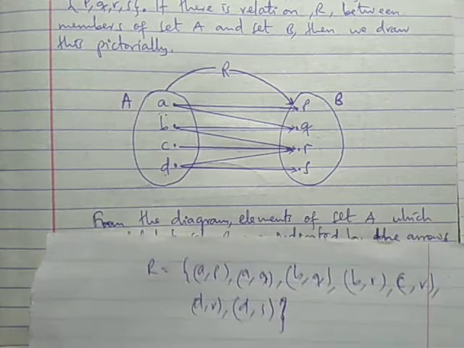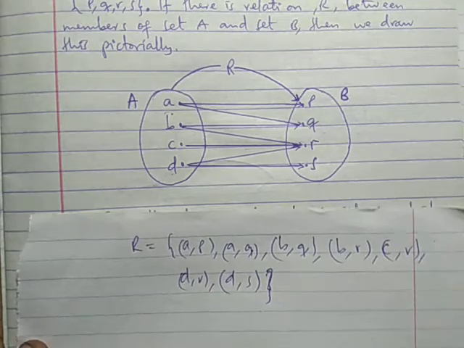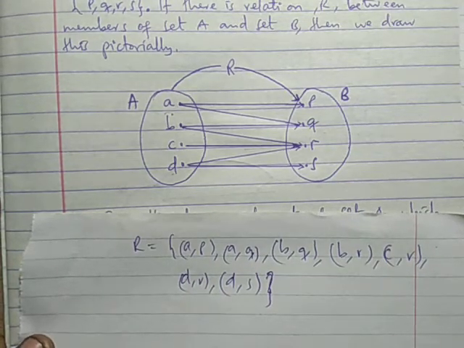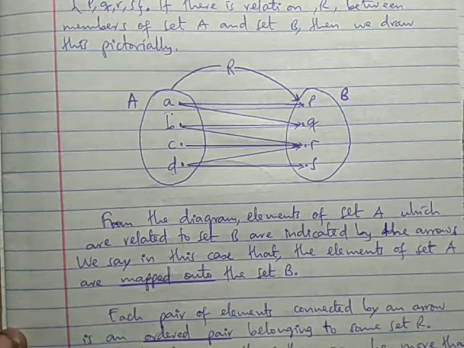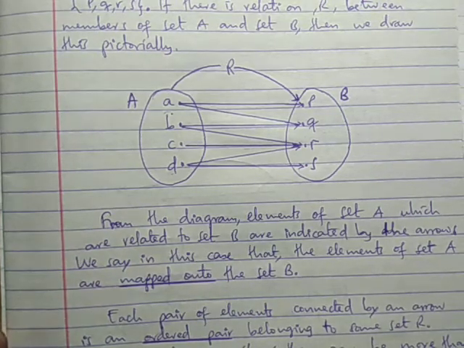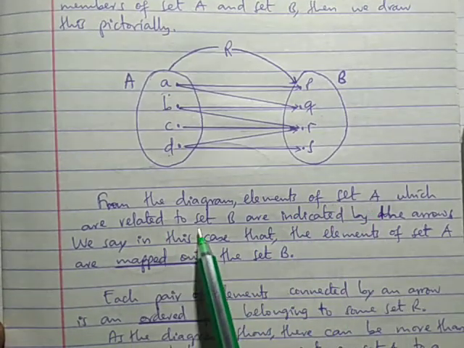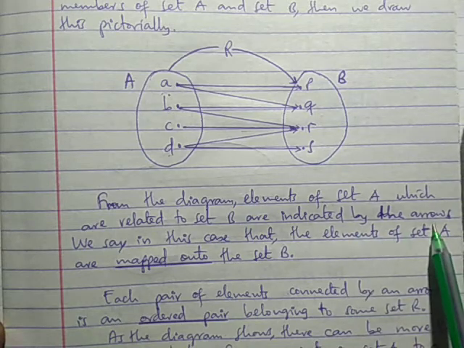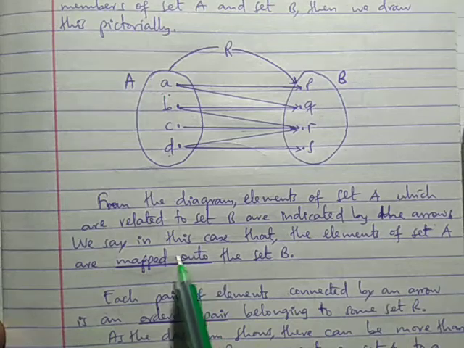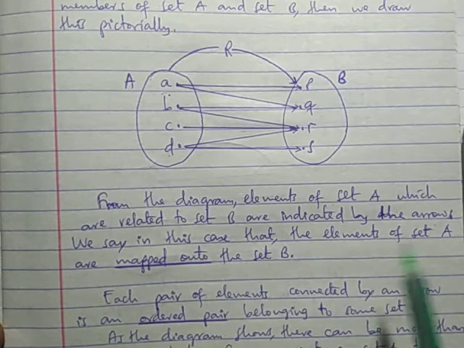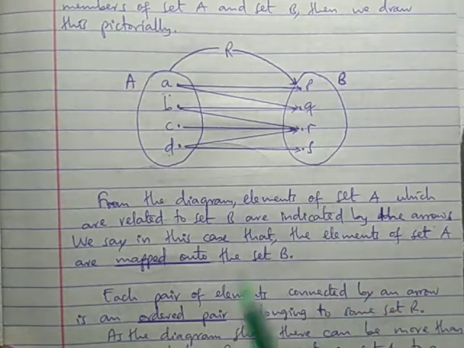From the pictorial representation, many questions can come up; maybe you write ordered pairs, or you draw a graph. So we say that from the diagram, elements of set A which are related to set B are indicated by the arrows. In this case, the elements of set A are mapped onto set B.